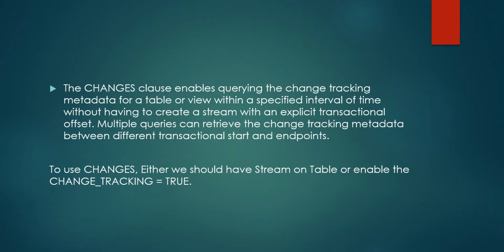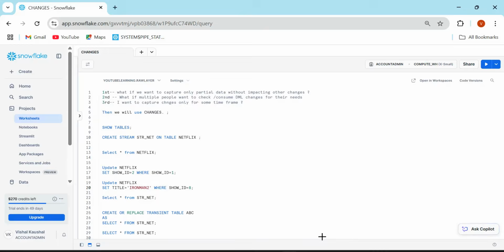So let's look at everything in the practicals, how we are going to set this up, and what the prerequisite is to use CHANGES. The very first thing to keep in mind is that if I want to utilize this CHANGES feature of Snowflake, then either you should have a stream on the table or enable change tracking. How are we going to do that? Let's look into it. So let's go to Snowflake here.